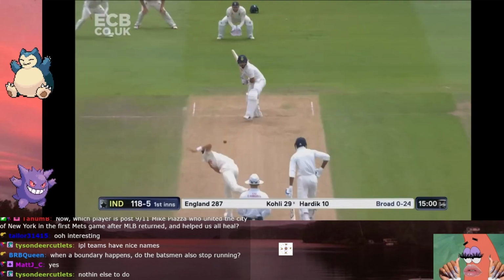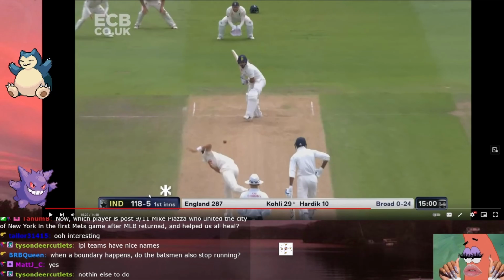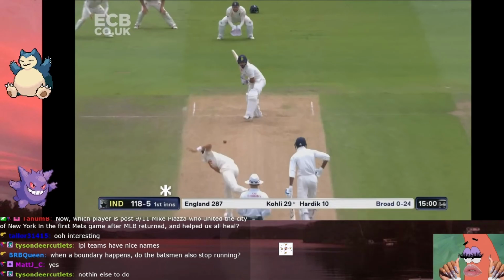Scorekeeping. All right, pay attention because this is maybe the most confusing part of all of this. At the bottom of the screen, you'll see it says India, and then it says 118 for 5. This does not mean that the score is 118 runs to 5 runs. No, this means that India has scored 118 runs for 5 wickets, which means that 5 of their batters have been put out. Then it says first innings. And if the bowling team gets 10 wickets, your innings is over. That is the other important part to remember. It's the first innings of this match.